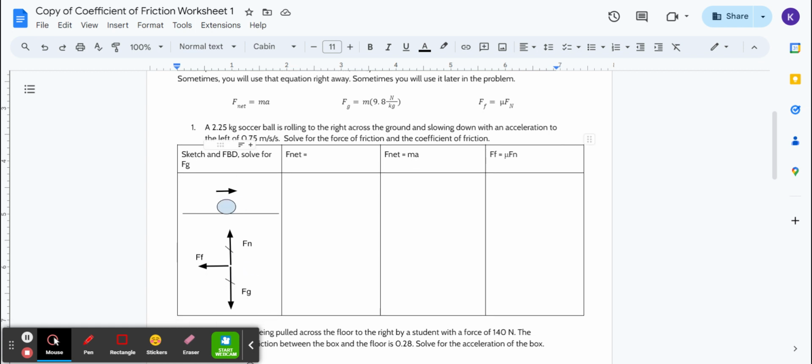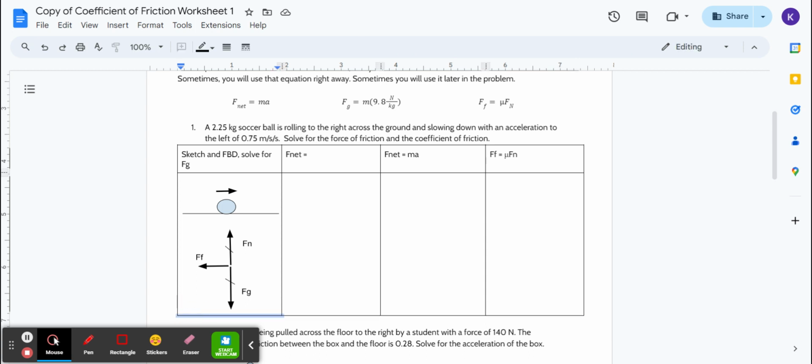I've already drawn the sketch and the free body diagram. There is no force to the right because it didn't say it's being kicked or pushed. It just says it's rolling. So it has velocity to the right and inertia to the right, but only friction to the left.